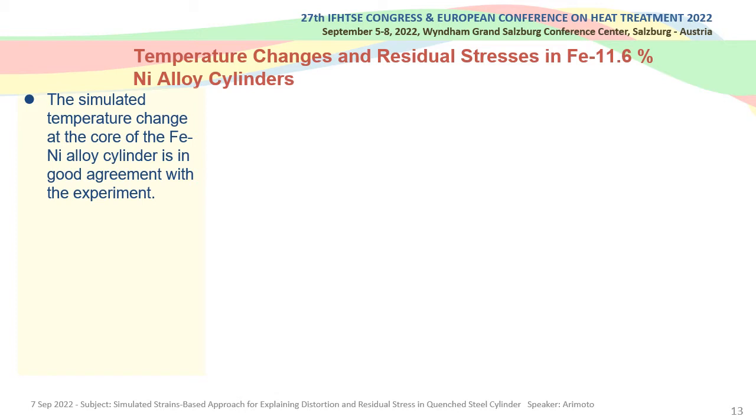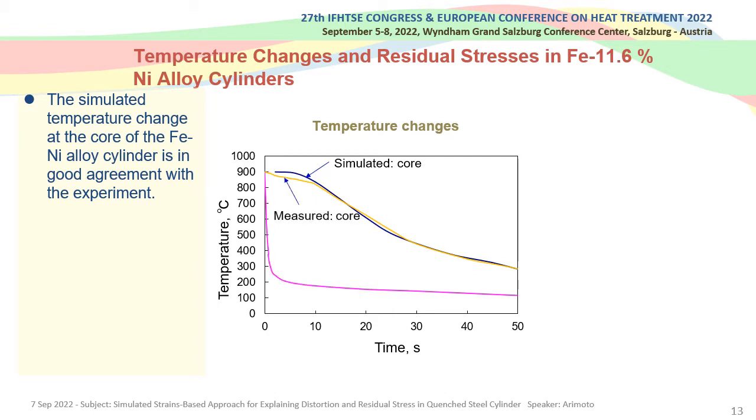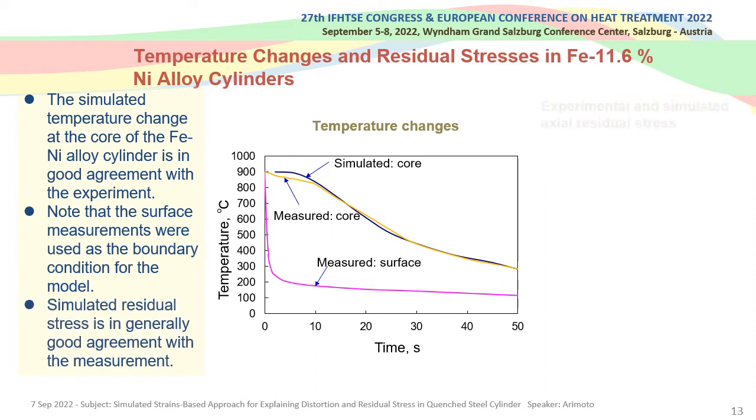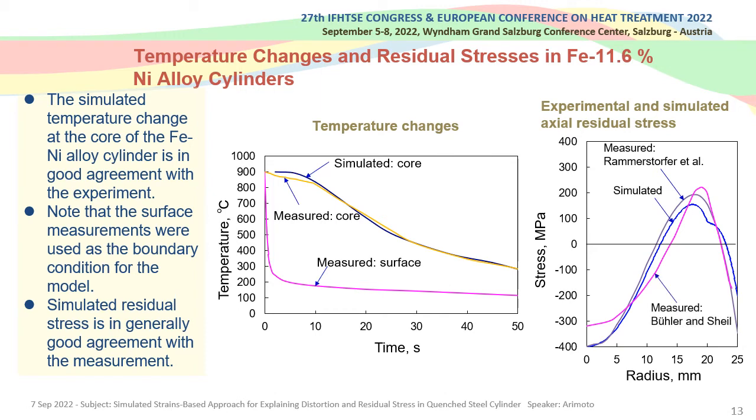This slide shows that the simulated temperature change at the core of the ionic alloy cylinders is in good agreement with experiment. Note that surface measurements were used as boundary condition for the model. Simulated axial residual stress is in rough agreement with measurements by Lammerstofer et al. and Buller and Shire.